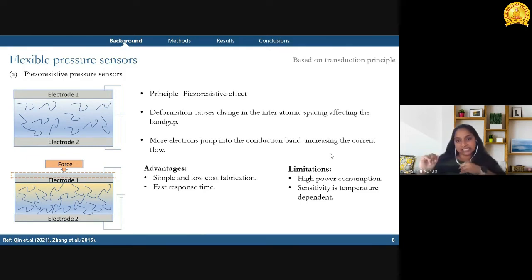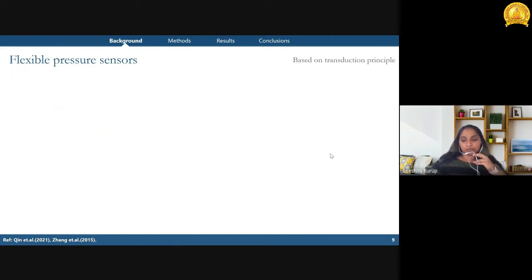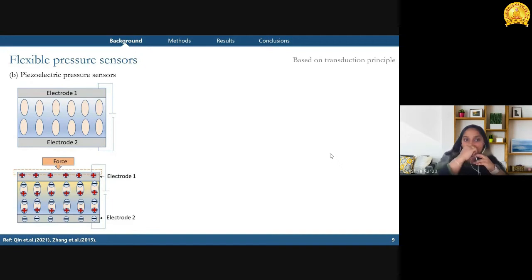The limitation is that it has high power consumption, and the sensitivity of the device depends upon the temperature. So if the sensitivity depends upon the temperature, then the temperature variation affects the sensitivity, so it won't be applicable in most applications, for example, internal body applications and all. Now moving on to the next type of sensor, the piezoelectric pressure sensor.